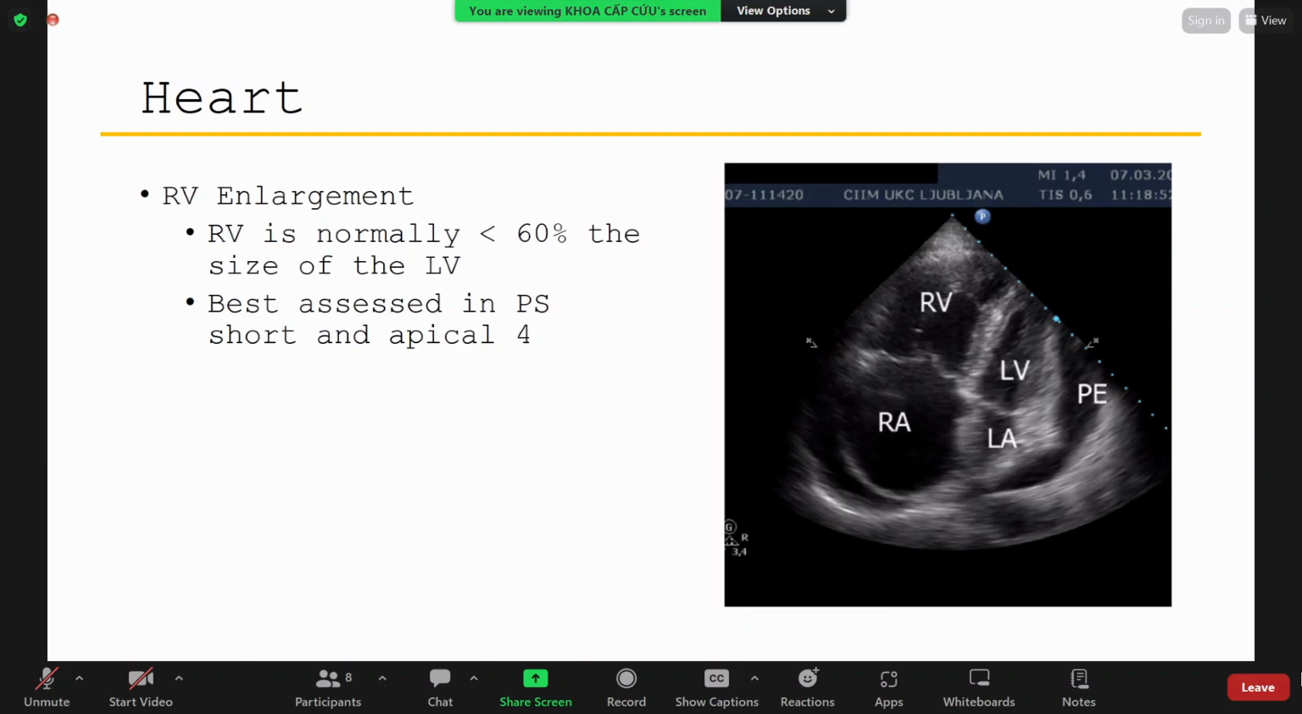And this is best assessed in the apical 4-chamber view, which you can see here in this image. Luckily for us, the chambers are labeled there, and so we can see that the right ventricle is really big compared to the left ventricle. Typically, the right ventricle is less than 60%, less than 2/3 the size of the left ventricle. So this is very abnormal. And you see the right atrium is also very enlarged, and that's due to those increased pressures in the pulmonary vasculature that the right side of the heart is pushing against.